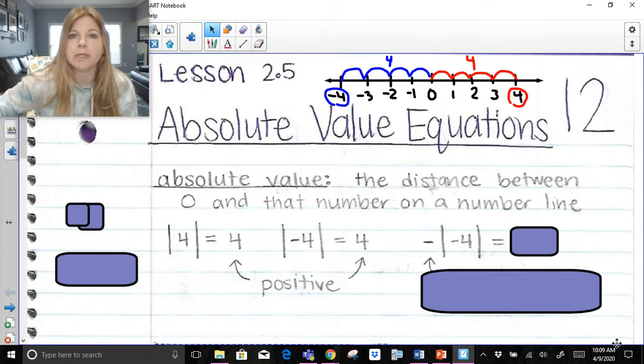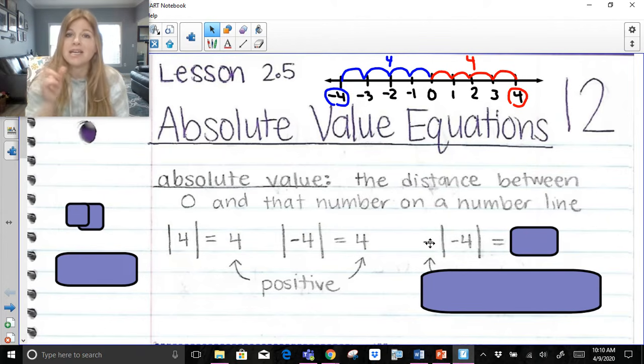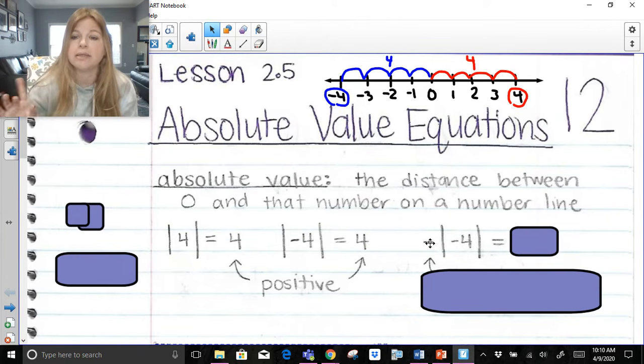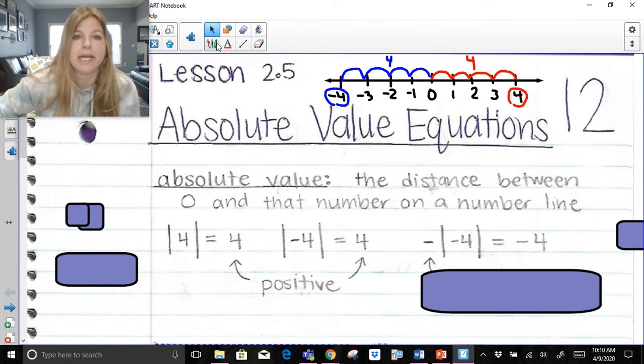Now, there's one special case where there could be a negative hanging out on the outside of the absolute value bar. Here's what ends up happening. I end up simplifying what's in my absolute value bars first. So imagine this negative on the outside doesn't exist. It's really because it's like -1 multiplied by the absolute value of -4. What's the absolute value of -4? We know it's 4. So then if there's a negative on the outside, then the result becomes -4.